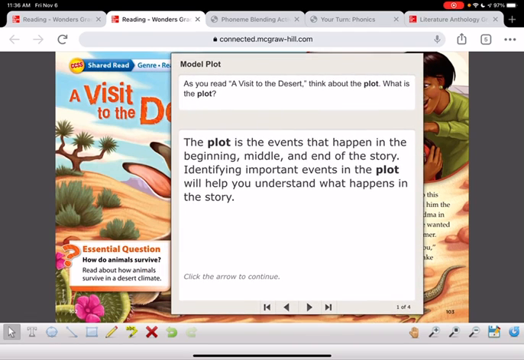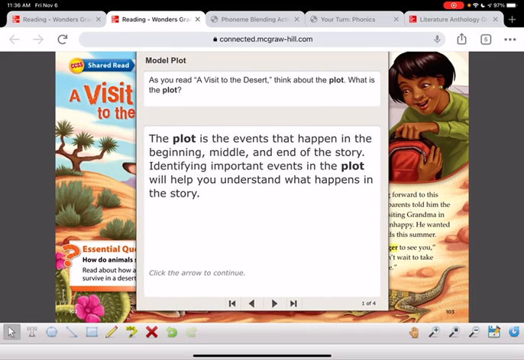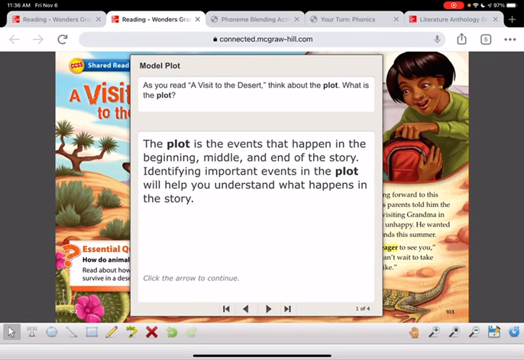Alright, based off of what we just read, what do you think the plot is so far? The plot, I think, the beginning plot at least, is he has to go visit his grandma in the desert. And he may not want to.